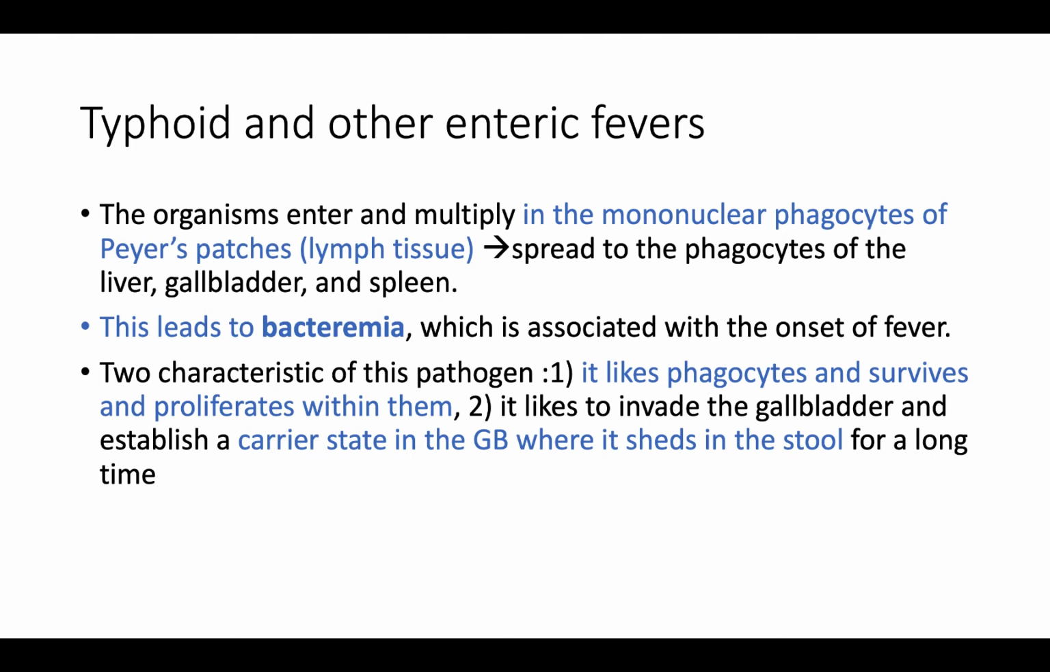These patches are filled with lymphocytes. So these organisms will multiply in the mononuclear phagocytes of these lymph tissues. And then they will spread to the phagocytes of the liver, the gallbladder, and the spleen. It has a predilection for the gallbladder. We will see that Salmonella may even become endemic.